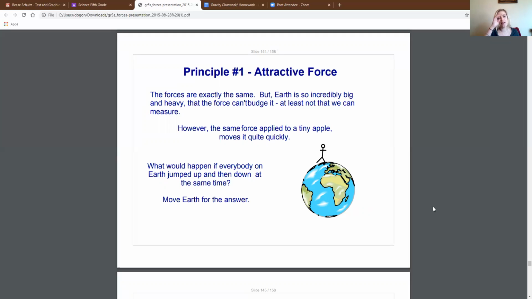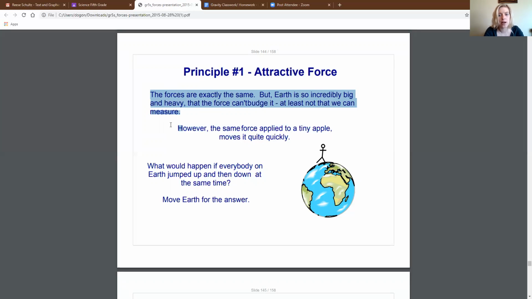What would happen if everybody on Earth jumped up and down at the same time? Okay, so we can look at this in perspective. Exactly like that, we see the apple move because the apple has such a small mass compared to the Earth. The Earth is huge, okay? And Earth's mass is huge. All right. So even though the forces are exactly the same, Earth is so big, so we don't see it move.